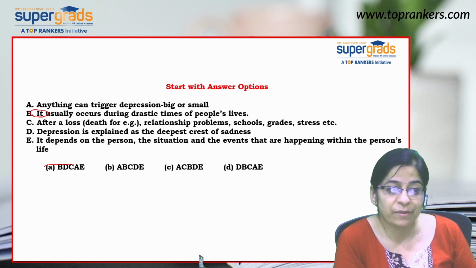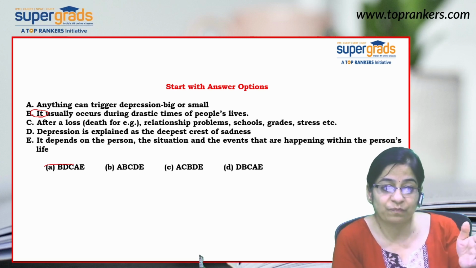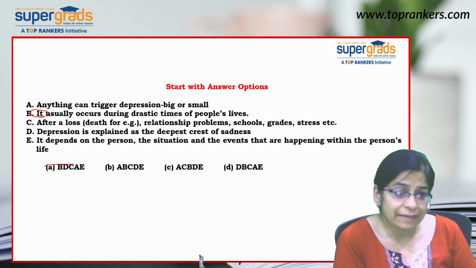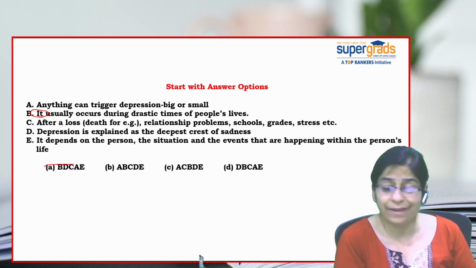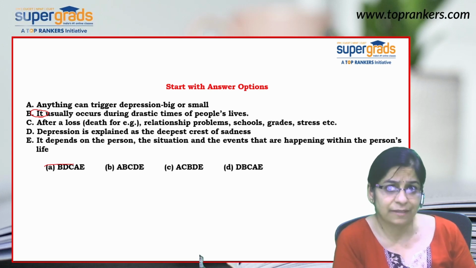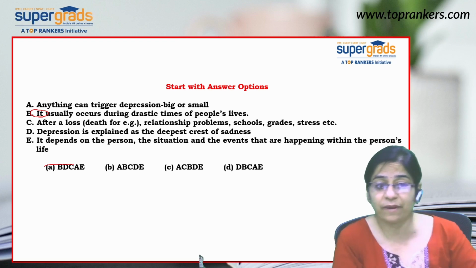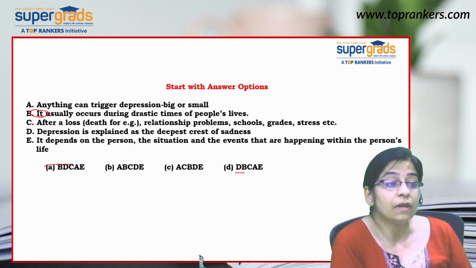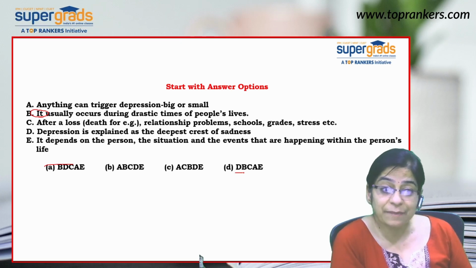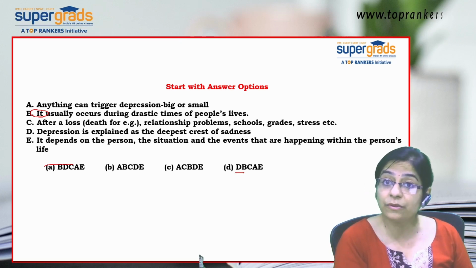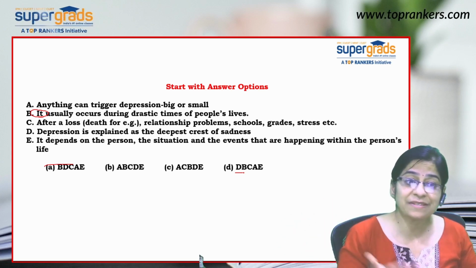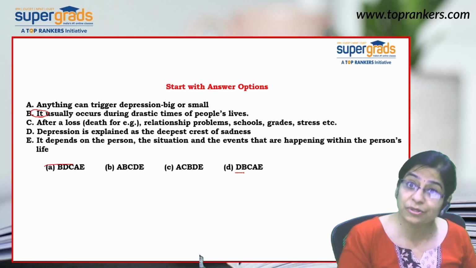Now, what if I begin my passage with A? So there are two options that say A can be a possible passage opener. Let's put it to the test. Anything can trigger depression, big or small. Well, at least I'm not able to eliminate it. Let's put it on hold. Let's see what will happen if I begin my passage with option D. Depression is explained as the deepest crest of sadness. Well, looks good. So we're talking about a broad general statement. What is depression? It is the deepest crest of sadness. Looks like a good answer choice.